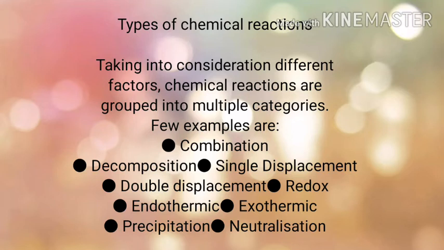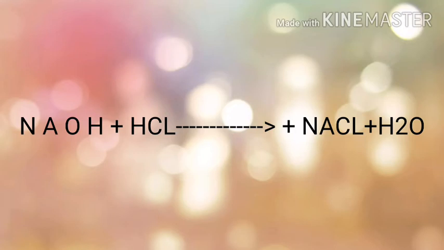Endothermic means which acquires heat, and exothermic means which evolves heat. Precipitation means that after a reaction, if some amount of precipitate is obtained, that is called a precipitate. And neutralization is the reaction in which an acid and a base react with each other to form a neutral product, that is salt plus water. That reaction is known as a neutralization reaction.